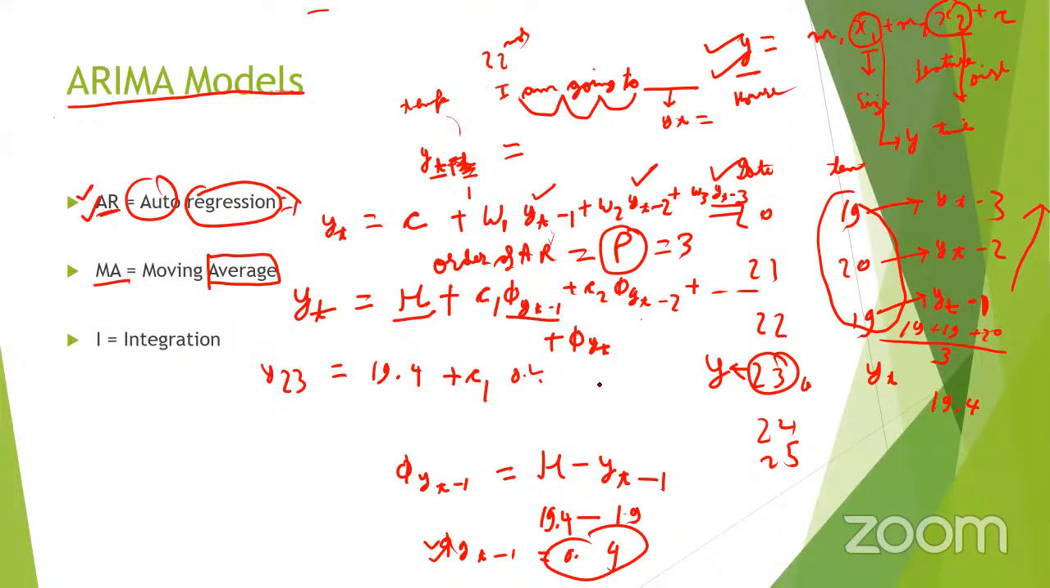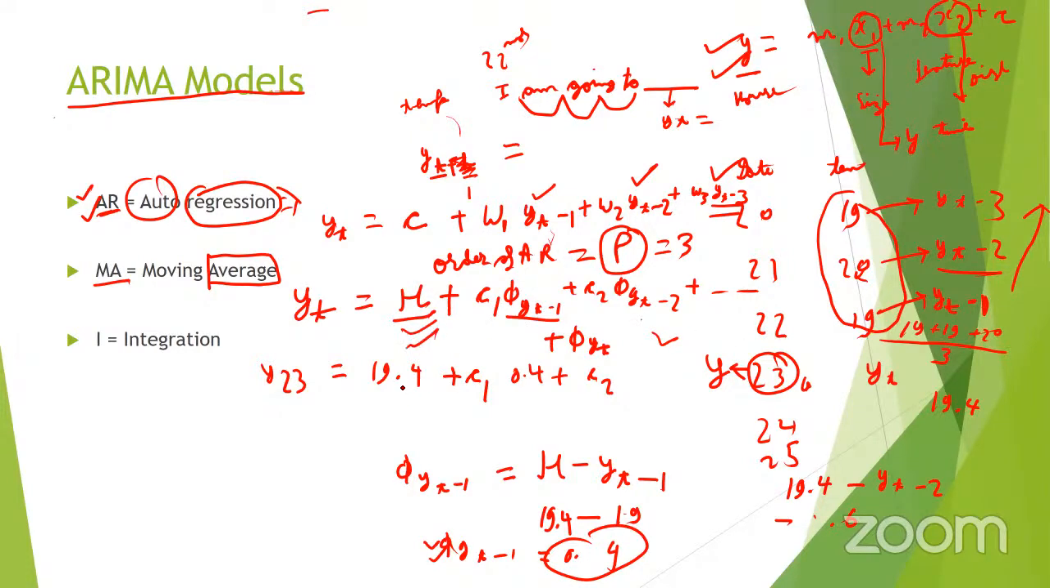Now C2 and this psi yt minus 2. This again will be calculated in the same way: 19.4 minus yt minus 2. In my t minus 2, it is 20, so minus 0.6 will come. In this way, you will be able to calculate these psi values, and you have new values.